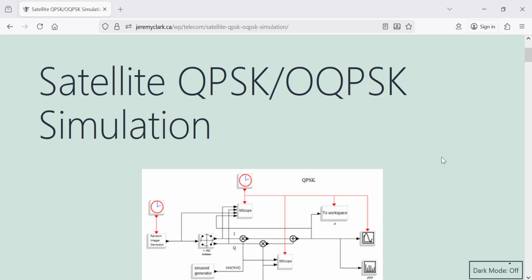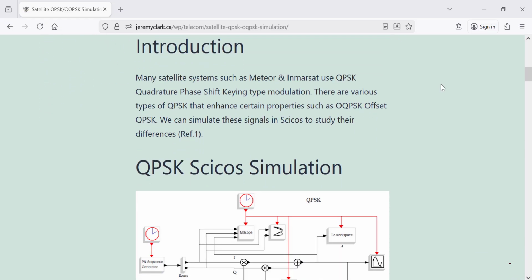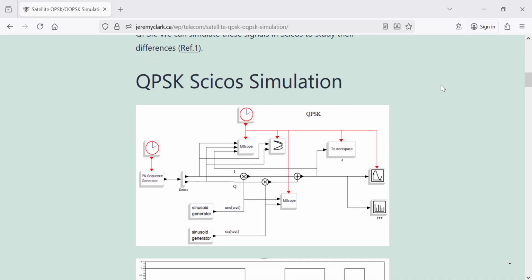Today I'd like to talk about a very popular modulation scheme called QPSK, or quadrature phase shift keying, that's used in satellite communications, and a modification of that, the offset QPSK. So what I've done, I'm just looking at my blog post here. I've simulated the QPSK in Scicos. So here's a schematic to generate the QPSK.